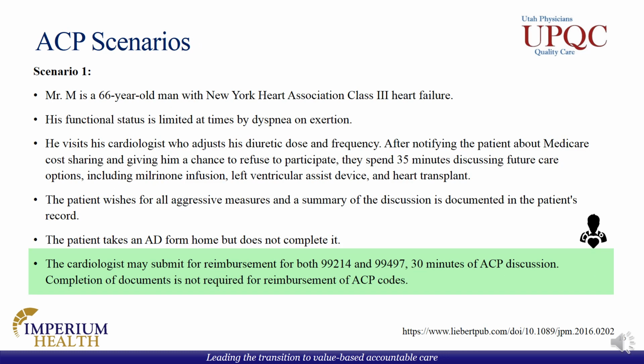So now we have a couple scenarios for different ways advanced care planning might be used or seen. These are going to build off Mr. M, where he has class 3 heart failure. His functional status is a little bit limited, and he's going to see a cardiologist who spends about 35 minutes discussing end-of-life care options. The patient wants to make sure that we're going after all aggressive measures and that everything is documented.